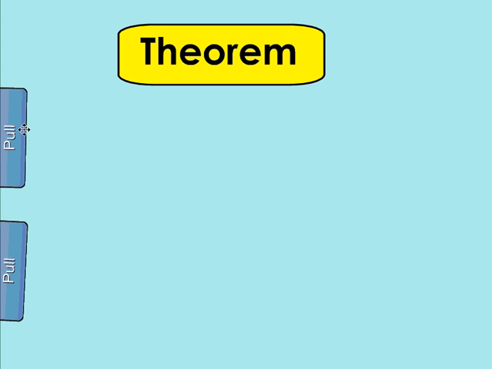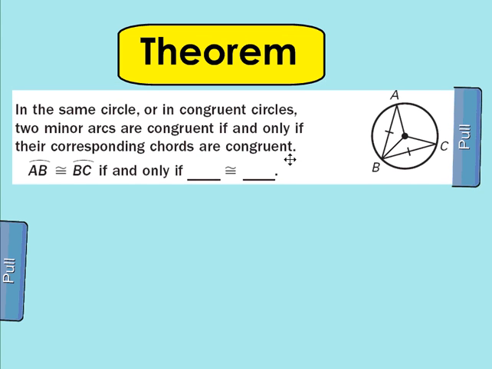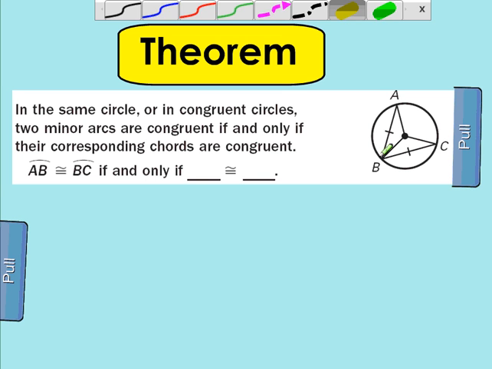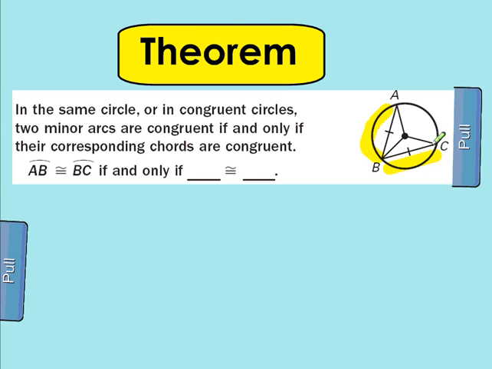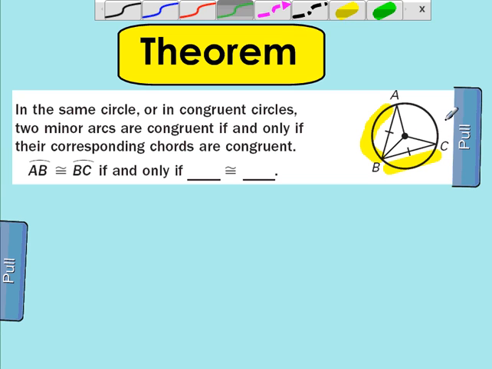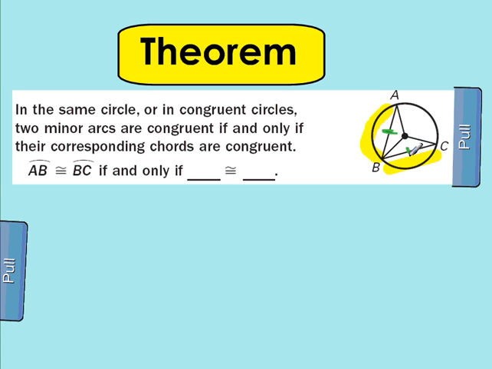Our last 2 theorems for this section are the following. If we have a circle, or in congruent circles, if we have 2 minor arcs that are congruent, this is only going to happen if their corresponding chords are congruent. So if I wanted to say that arc AB and arc BC were congruent, I would only be able to say this if I know that these chords that cut them off are also congruent. So arc AB is congruent to arc BC only if the segment AB is congruent to the segment BC.